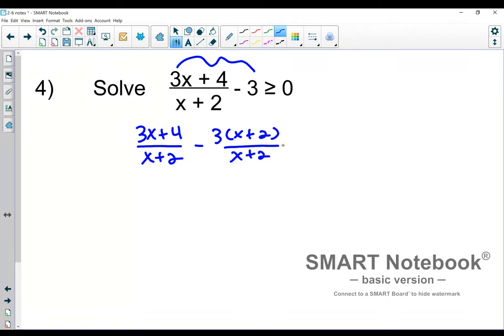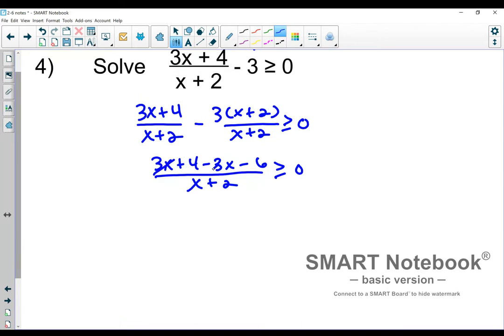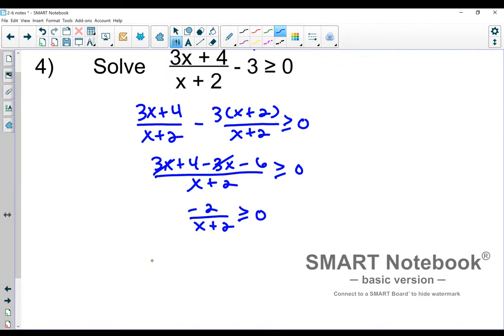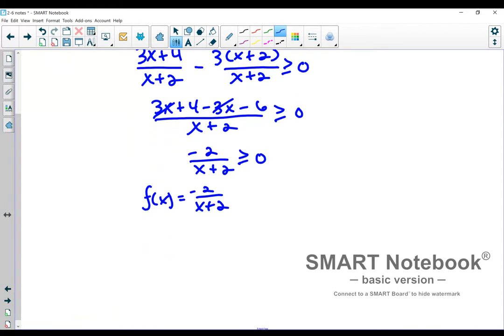And it's still greater than or equal to 0. So then we'll put it together. We'll have 3x plus 4 minus 3x minus 6 all over x plus 2. And then 3x minus 3x, that's gone. 4 minus 6 would be -2. All right, so now what we're really doing is we're graphing f of x equals -2 over x plus 2. So we need to go through all of those graphing steps for a rational function.